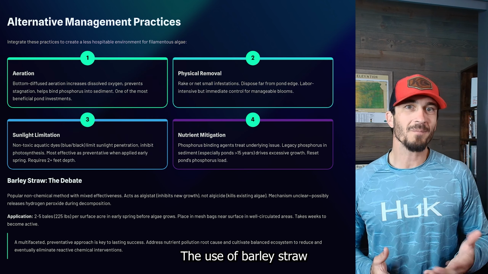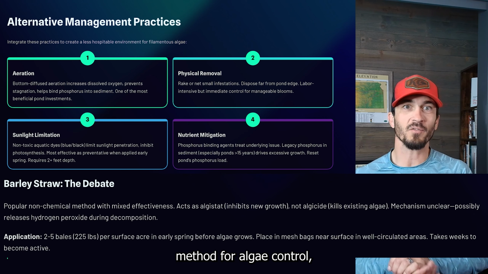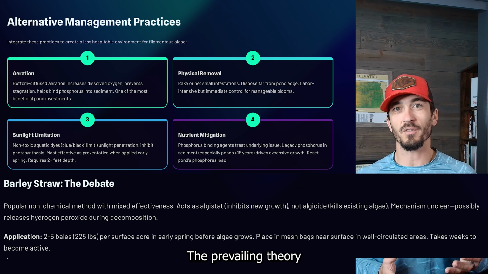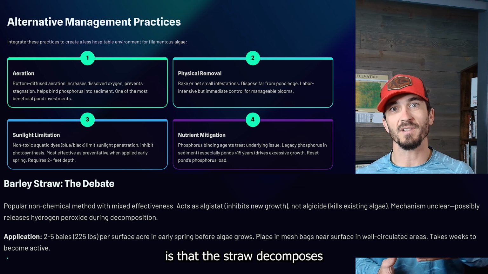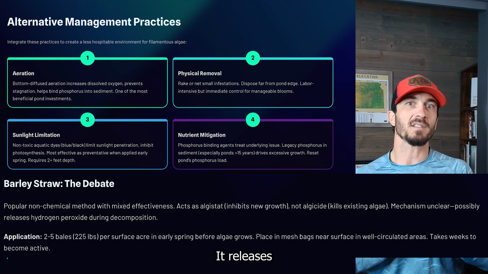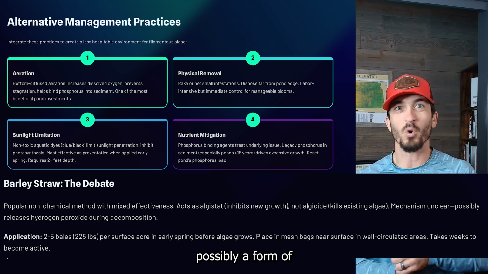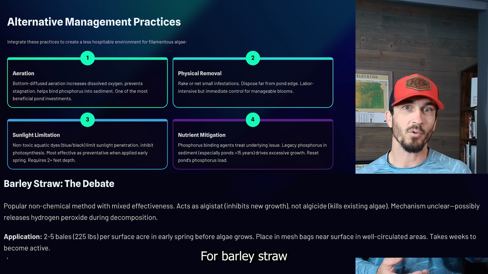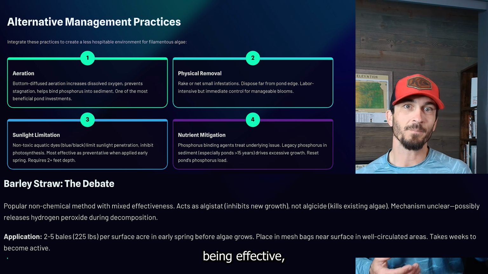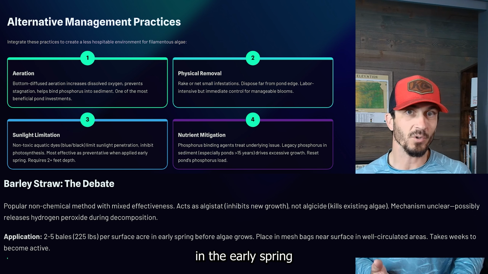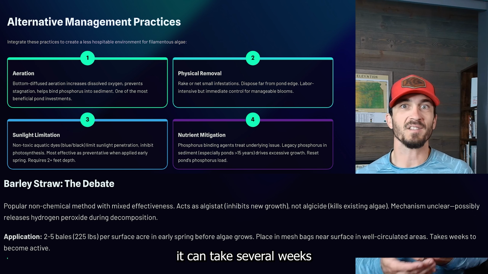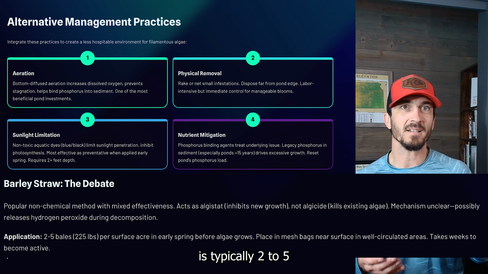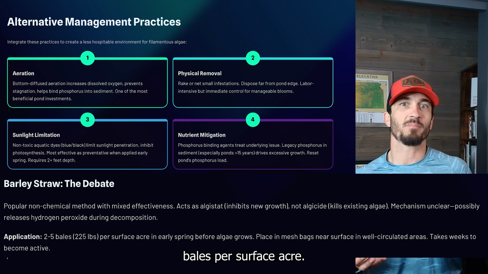The use of barley straw is a popular non-chemical method for algae control, though its effectiveness is a subject of debate. The prevailing theory is that the straw decomposes in oxygenated water. It releases chemical compounds, possibly a form of hydrogen peroxide, that interfere with algal reproduction. For barley straw to have a chance of being effective, it should be placed in the pond in the early spring before the algae begins to grow, as it can take several weeks for the decomposition process to become active. The recommended rate is typically 2 to 5 bales per surface acre.